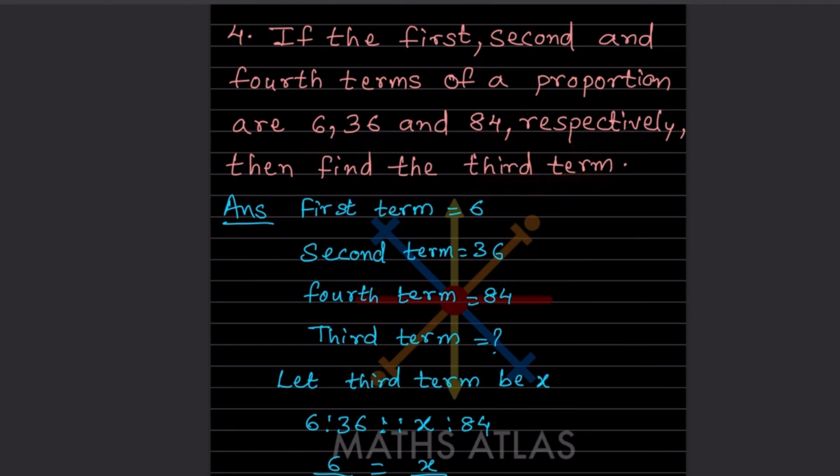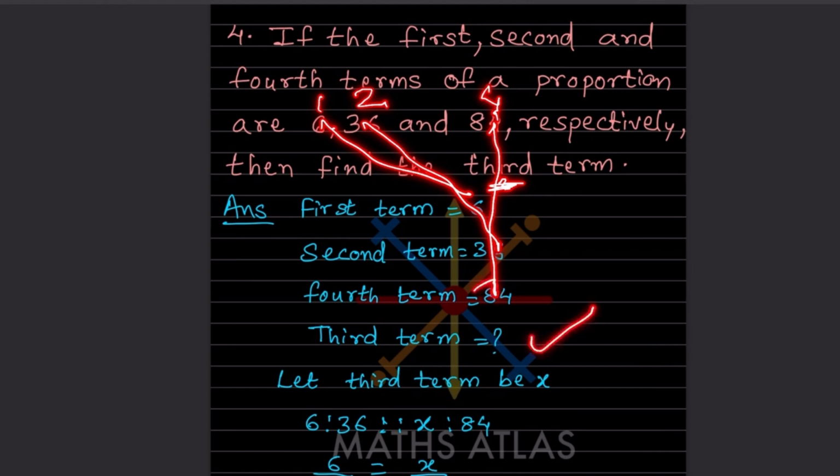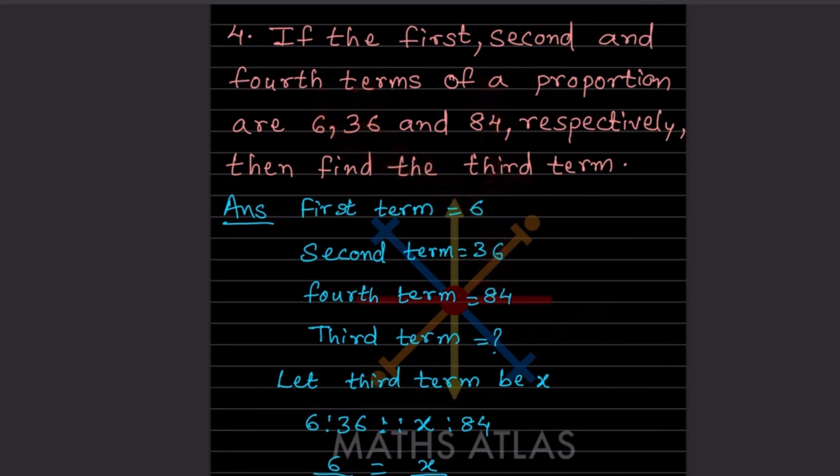So now see here, when they write here, we want the third term. So this is first, second, we don't know the third, and this is fourth. Hope you got this one. So we don't know the third term, right? They have asked for the third term. Now first term is 6, second term is 36, and fourth term is 84. And we don't know what the third term is. Okay. So now let us consider the third term as x.